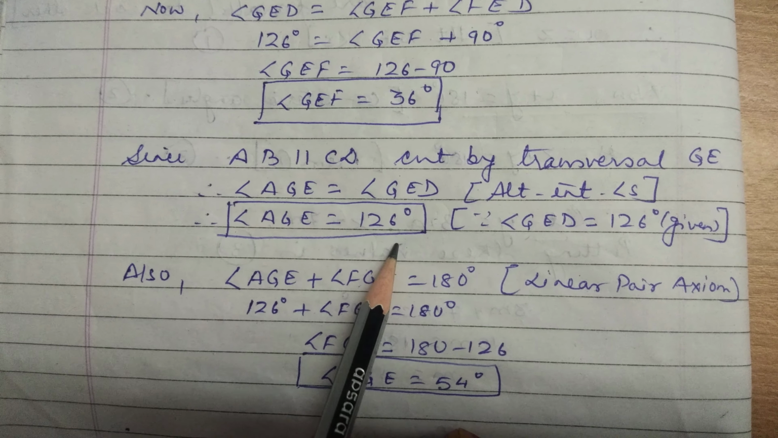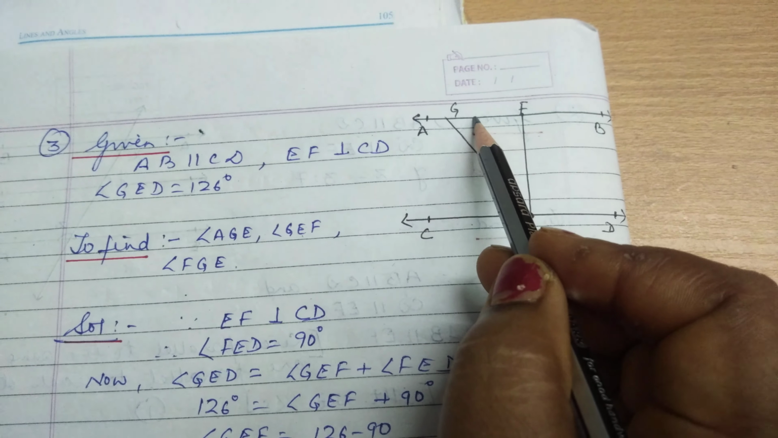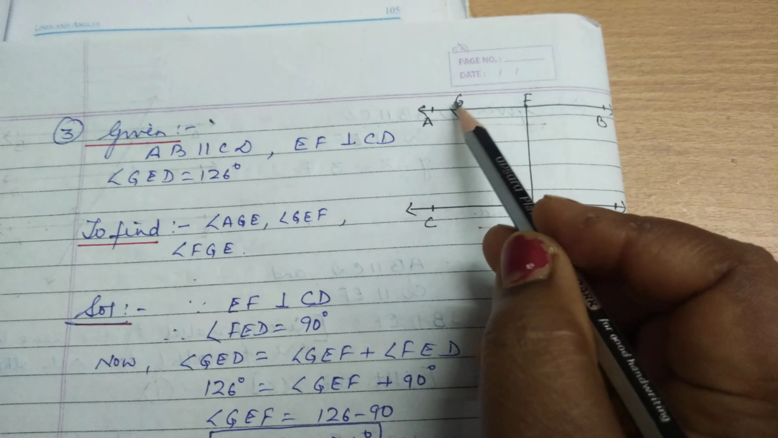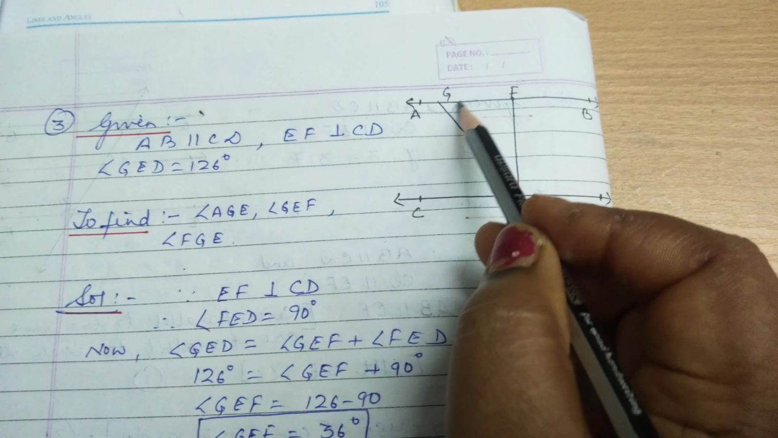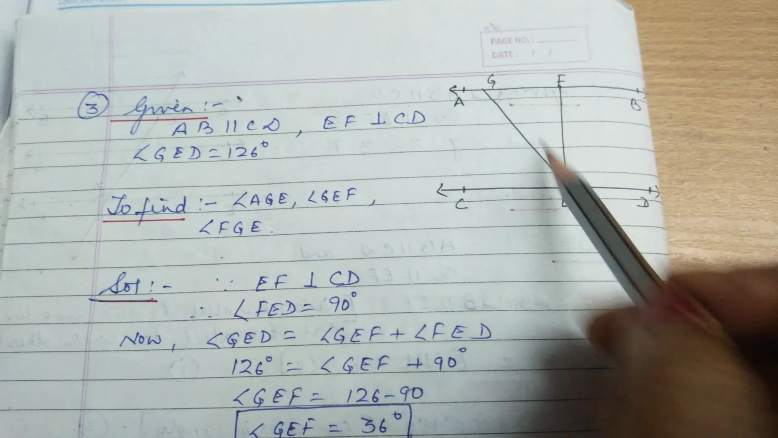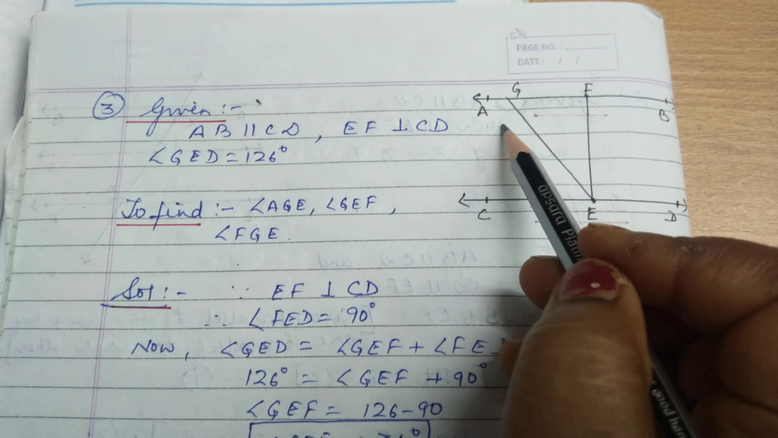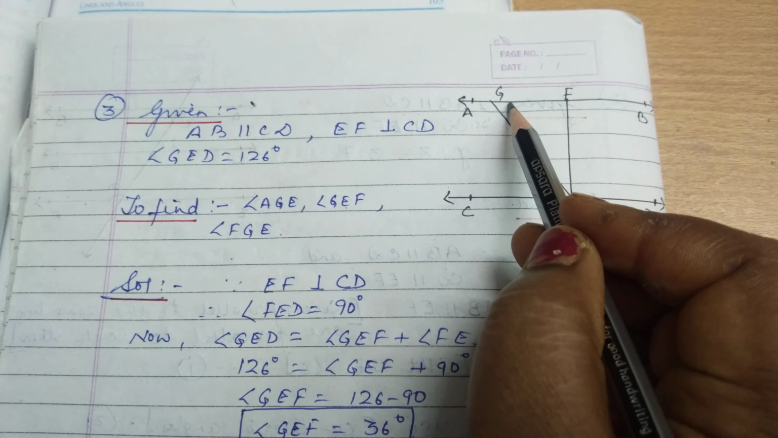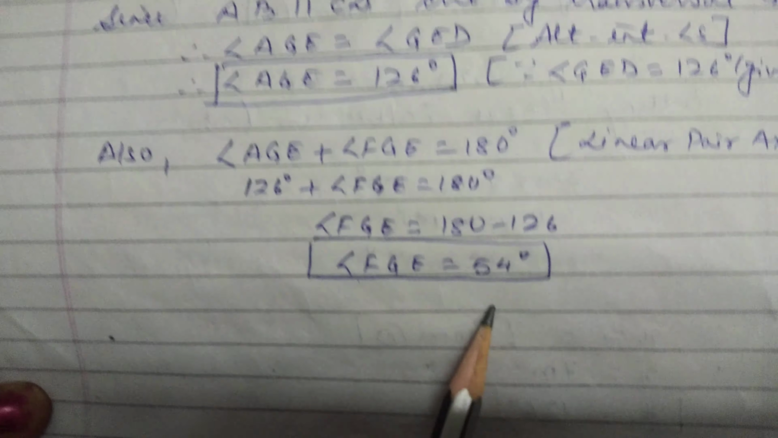Now we have to find out angle FGE, that is this angle. Now angle AGE plus angle FGE, these two angles are linear pairs, so angle AGE plus angle FGE is equal to 180 degree by linear pair axiom. We have already found out angle AGE equal to 126 degree. So what will this angle be equal to? That will be 180 minus 126, that is 54 degree.